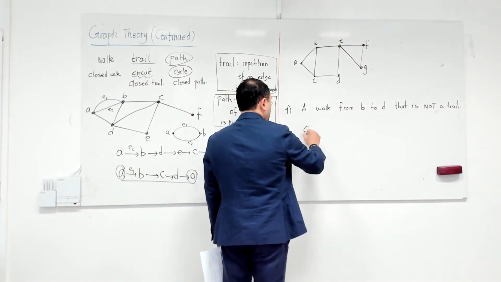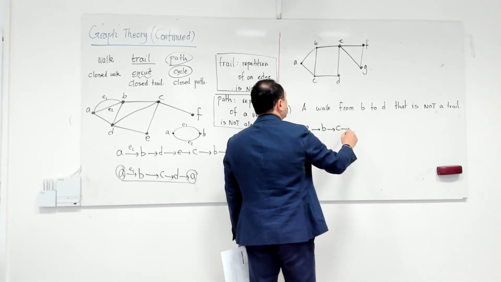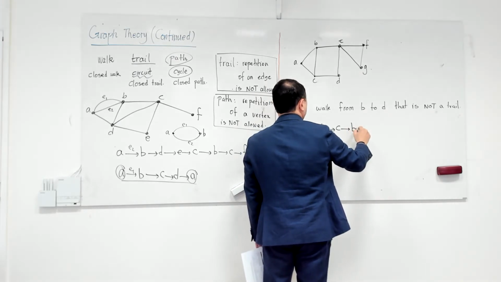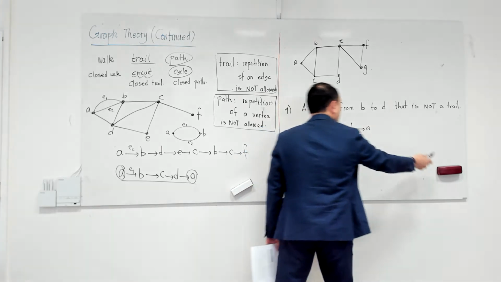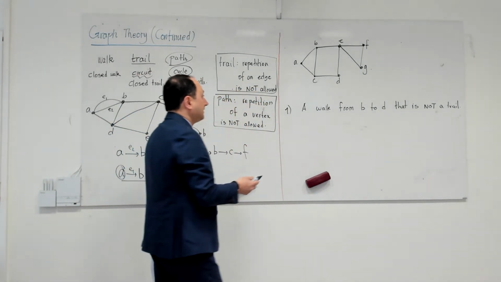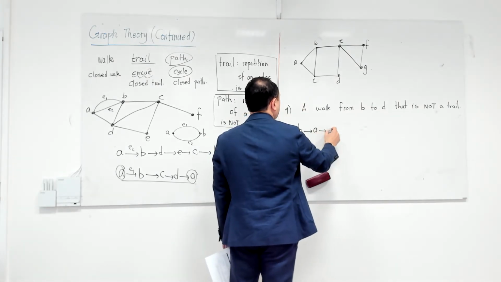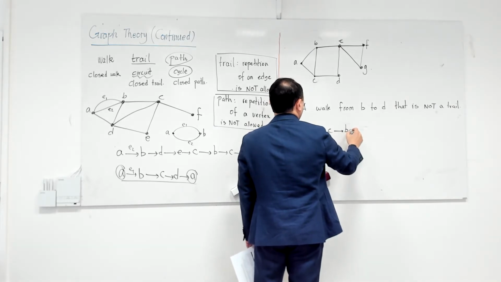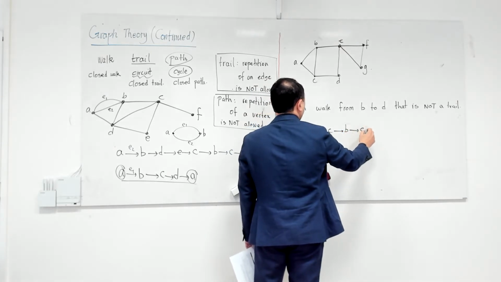A, B, C, B. So A to B, B to C, C to B, and then B to A. No, I want to go from B to D, okay? Oh, from B to D. Yes. B, A, B, A, C, C, B, B, C, C, D.